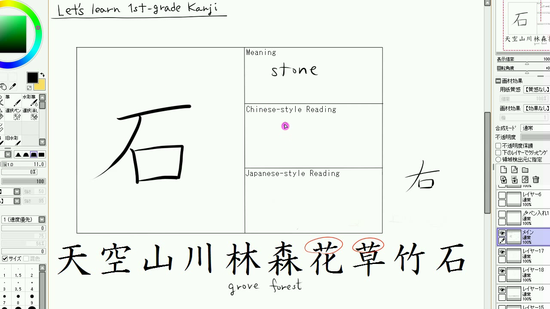Okay, Chinese style is usually seki. Well, also shaku or koku, they're very, very rare usages. So only seki. And Japanese style ishi, which means stone.